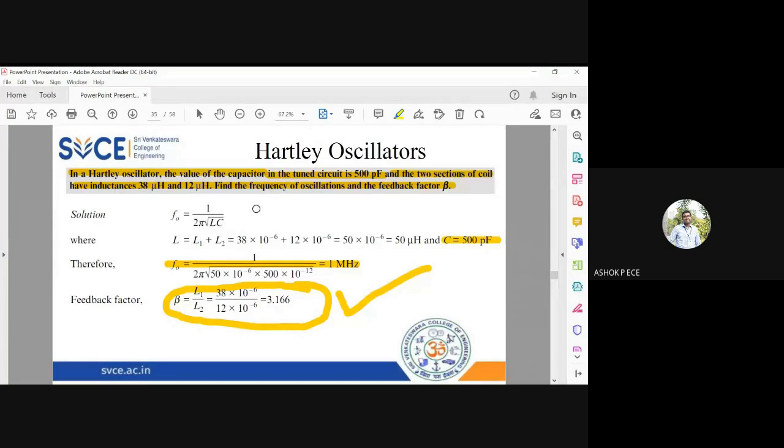So these are some of the problem samples which you can get in your end semester examination. These problems can come for 2 marks, 4 marks, or 8 marks, depending on how many parameters are asked to compute in the question.